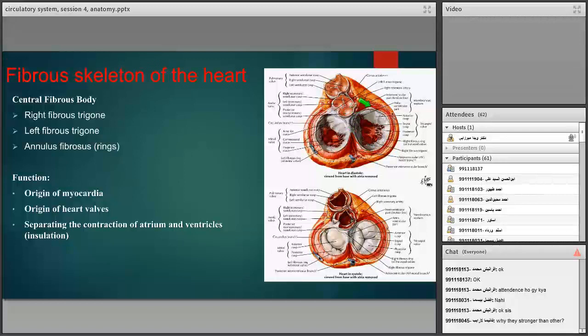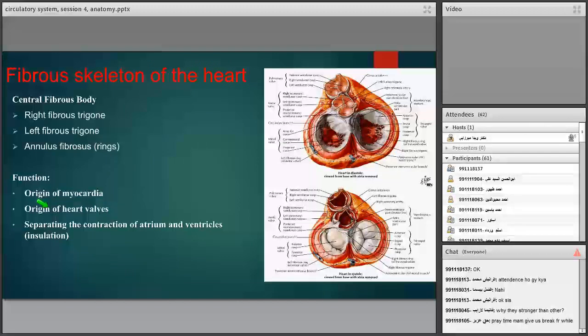Because there, we can see that their function is much more important. They are the origin of the myocardia. From these rings to the superior part, we have the muscle of the atriums, and from these rings to the inferior part, we have the myocardia of the ventricles. So these rings could be an origin for the myocardia.